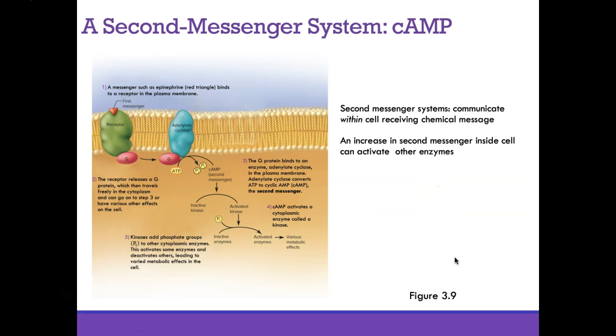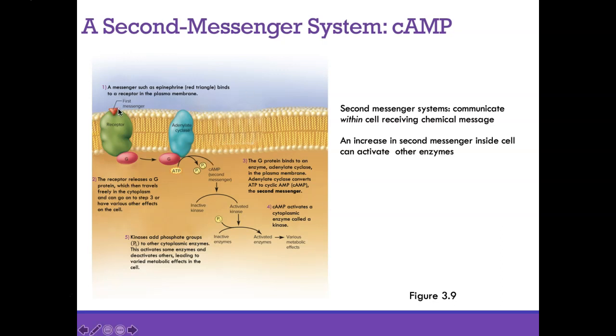So now I want to give you a couple of examples of how these signals actually work. Sometimes you can have just one signal bind to a receptor, and that tells the cell to do something right away. That's like a first messenger system. This is called a second messenger system, because what we have is a first messenger, which increases the concentration of a second messenger inside of the cell. So they communicate within the cell receiving the chemical message, and an increase in the second messenger inside of the cell can then activate other enzymes. So let's talk about the example of the second messenger cyclic AMP.